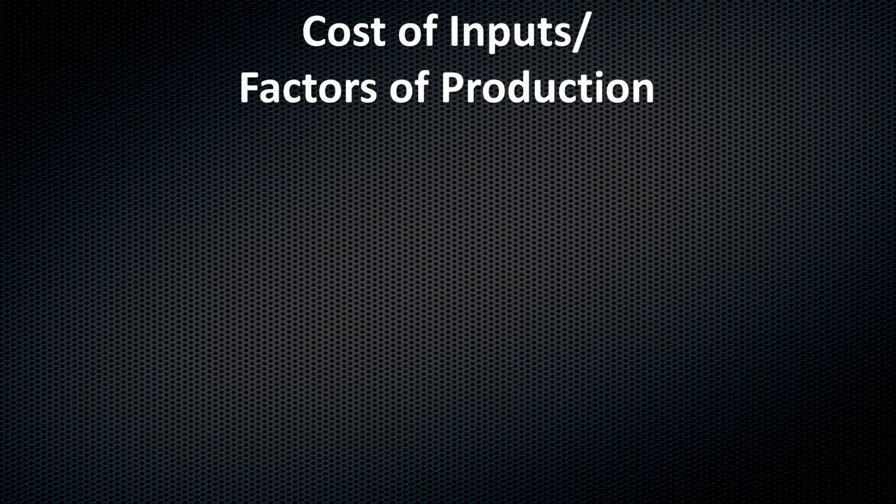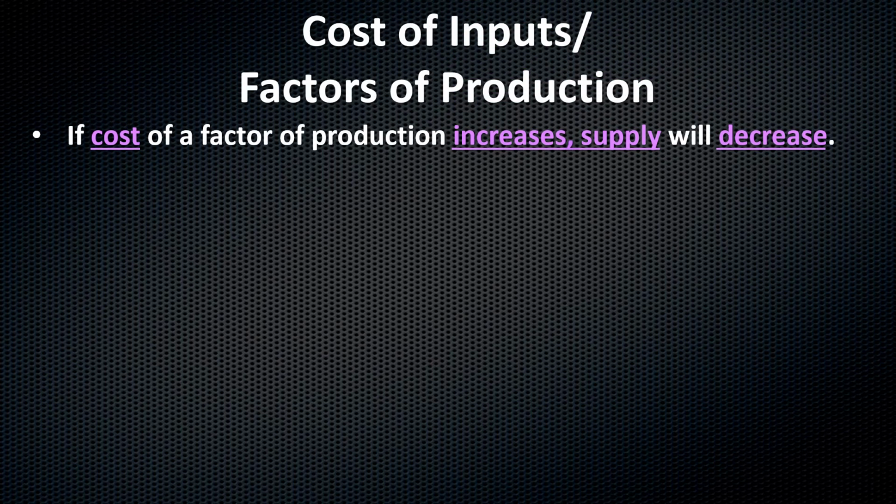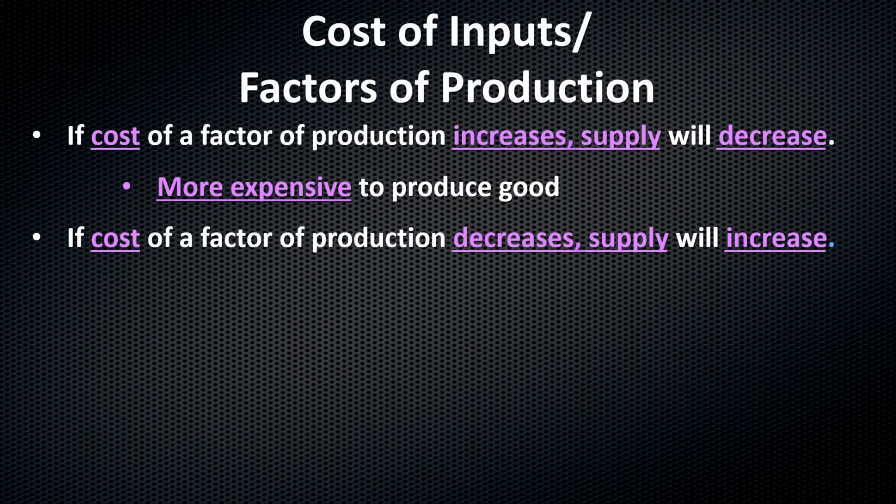Cost of inputs, factors of production. If the cost of a factor of production increases, supply will decrease. That means it's more expensive to produce a good. If the cost of a factor of production decreases, supply will increase because it's less expensive to make a good.